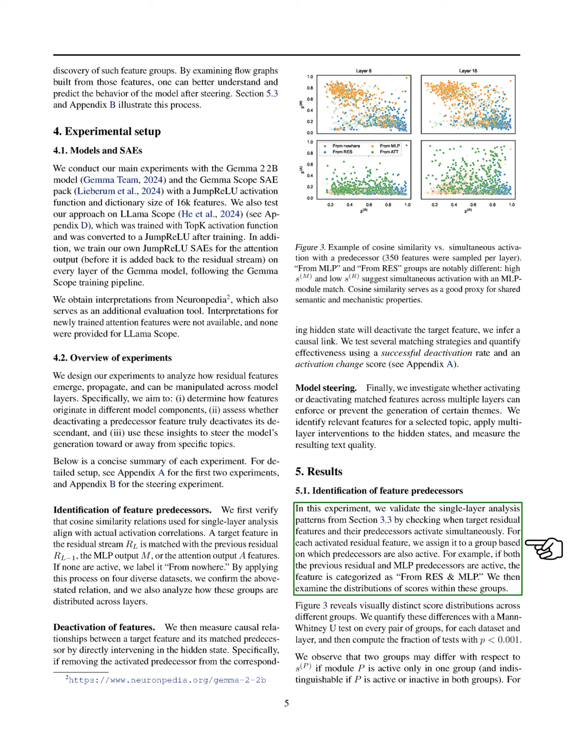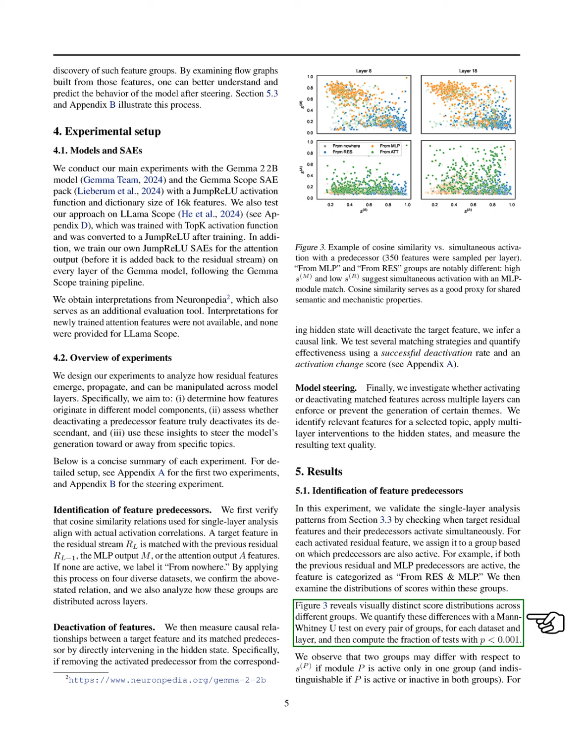Next, we validate our earlier findings by checking when specific features and their predecessors activate together. We categorize each activated feature based on which predecessors are also active. For instance, if both the previous feature and a multi-layer perceptron, MLP, predecessor are active, we label it as from res and MLP. We then analyze the score distributions within these categories.